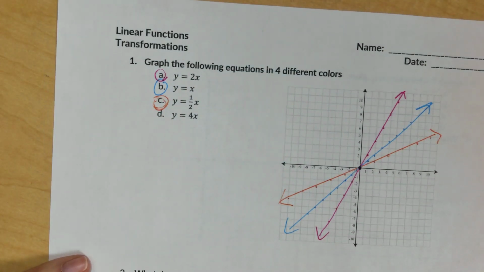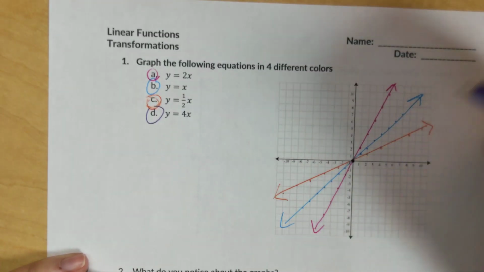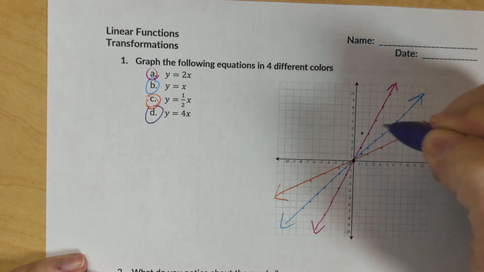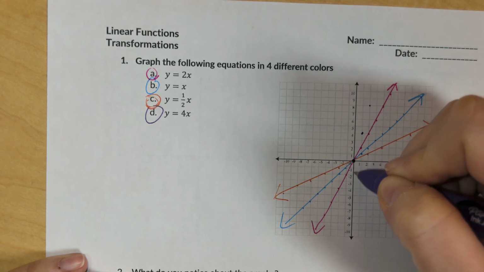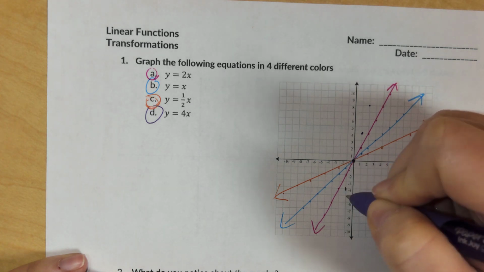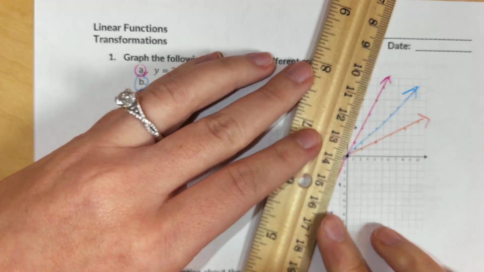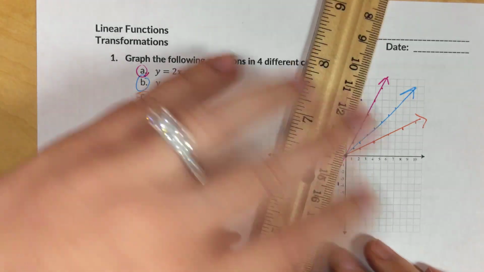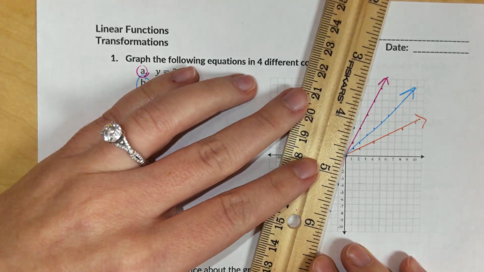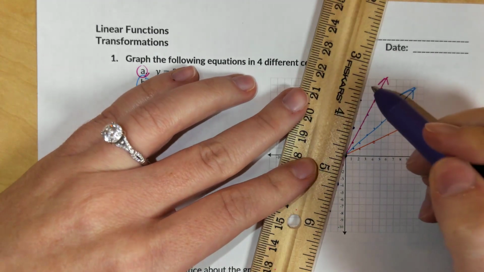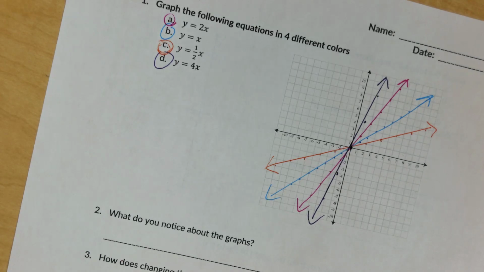And then finally, the last color I'm going to do in purple. So again, we start at 0, 0, and I'm going to have 4 as my slope. And I'm going to need my straight edge for that as well. Alright, it's a little easier to see. And I'm going to connect those points. So we end up here with these 4 lines.